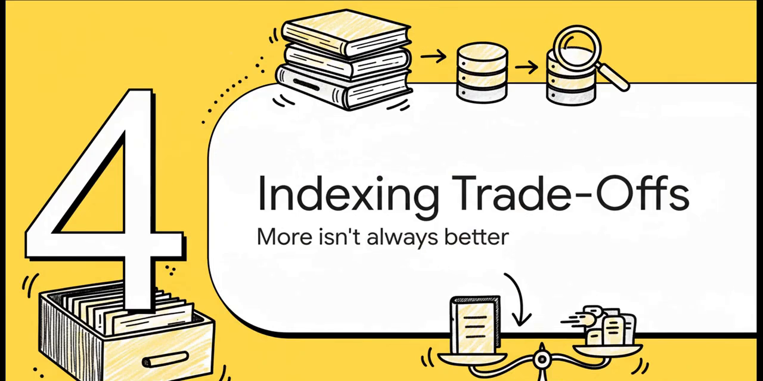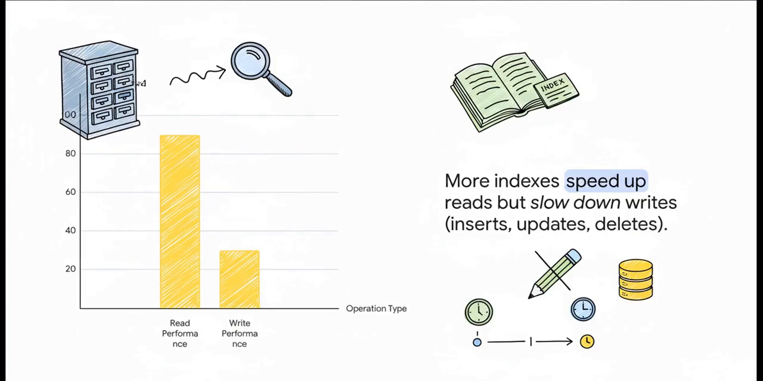Okay, so now you might be thinking, great, I'll just index every single column. I'll make a catalog for everything. Whoa, hold on. There's a catch. Every single index you create is another book your librarian has to update every single time something changes. And this chart really shows that fundamental trade-off.